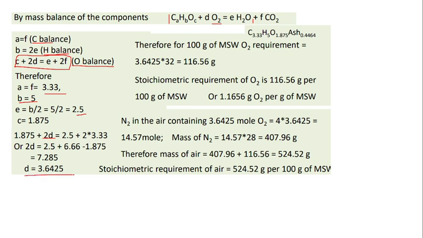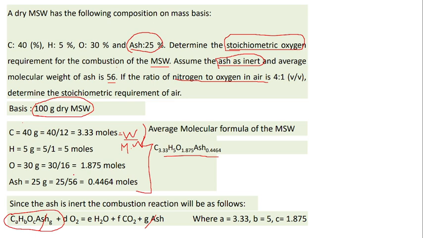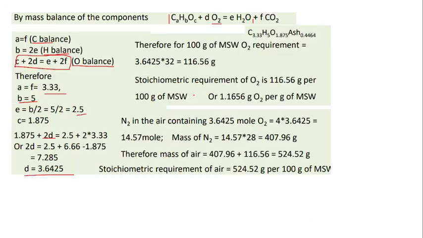Now we have balanced the stoichiometric equation. We have found the A, B, C, D, E, F in the equation. Our aim is to find the amount of air required using the stoichiometric equation. Now you know that D is the amount of oxygen required. So what is the value of D? 3.645. This many moles are required.